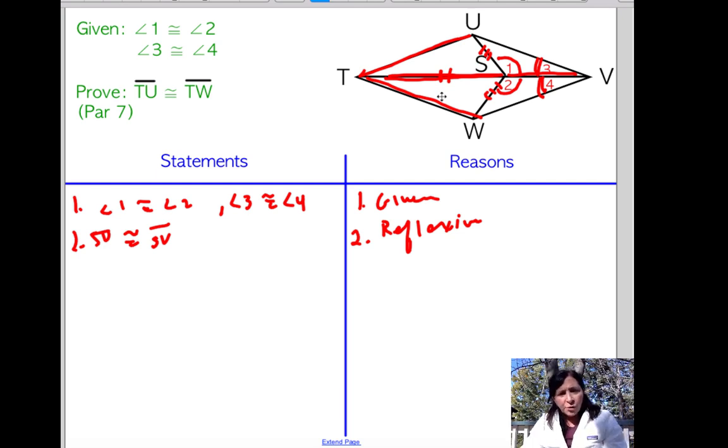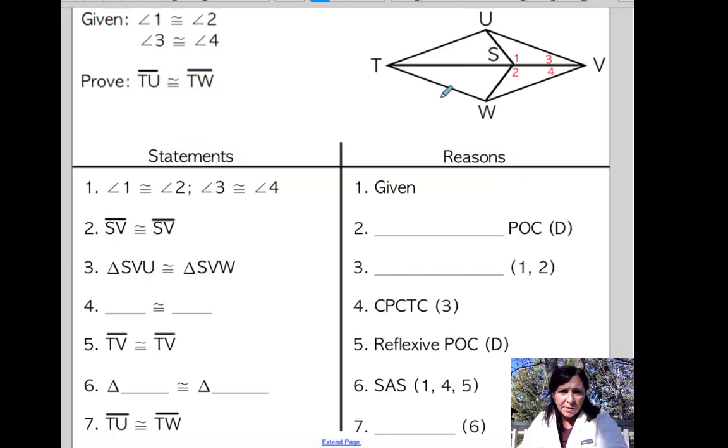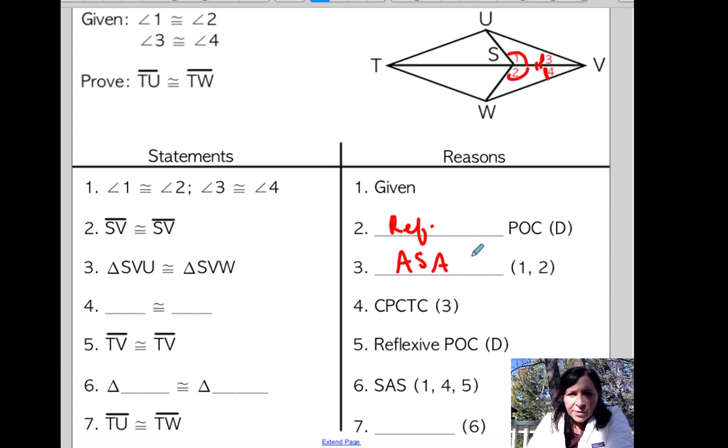So write your thoughts down, and hopefully what you've done is you've come to something like this, where we've said SV is congruent to SV. That was my reflexive property, okay? We know that triangle SVU is congruent to the other one because remember, we had an angle congruent to an angle, another angle here congruent to another angle here, and then we had this side congruent to itself. So that was angle-side-angle. Okay, so then we can say parts are congruent by CPCTC, which I would say US is congruent to WS, and so we would say that by CPCTC.